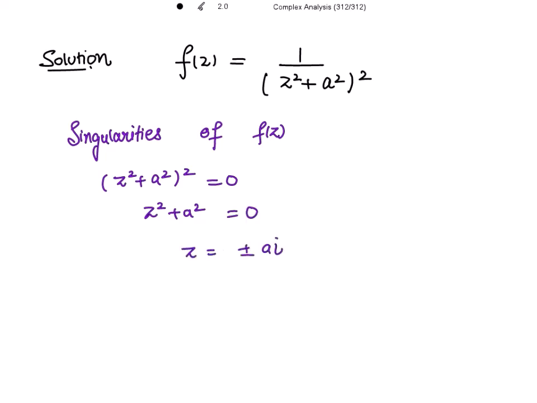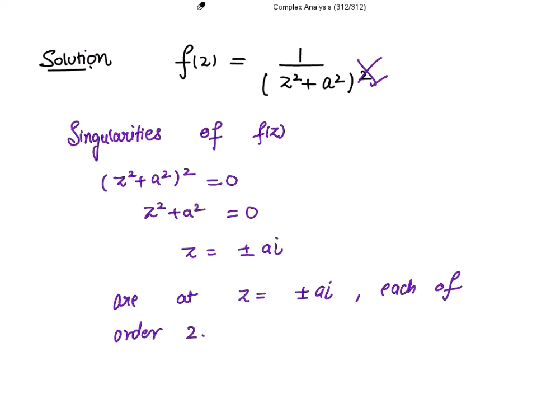And we need to find the residue at z equal to a iota, that is one value among these two. Because I'm having the power 2 over here, so I must write the singularities of f(z) are at z equal to plus minus a iota, each of order 2. If I'm having the power 2, I must write the order 2. If there is no power, then that will be a simple pole, right? If the power is 3, then the order is 3. Here the order is 2.